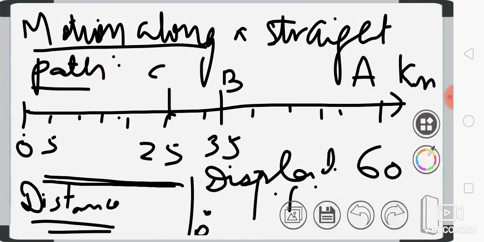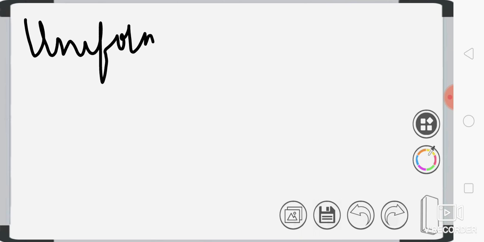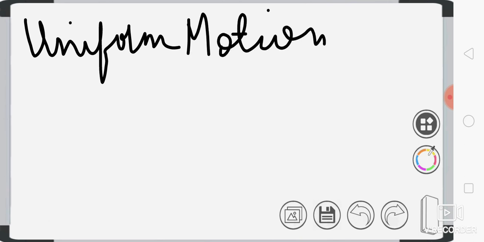So distance covers the whole path, and displacement only the initial and the final destination. So I think it is clear now what is the difference between displacement and distance. Now, my dear students, we will consider uniform motion and non-uniform motion. So let's start with uniform motion.